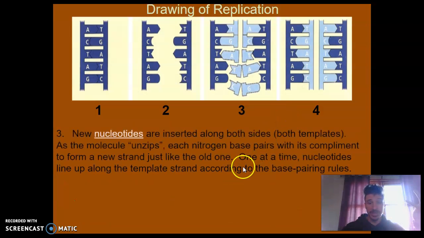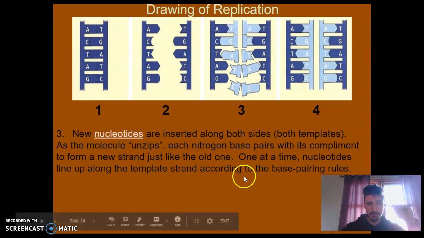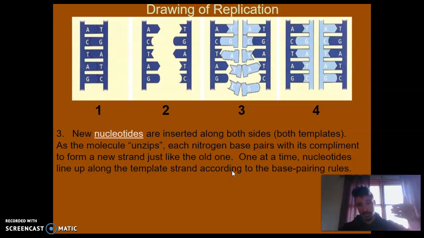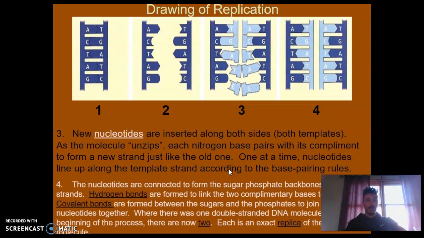So new nucleotides are inserted along both sides, both templates, as the molecule is being unzipped, and we'll talk about that in particular here in a few slides. And nucleotides are added one at a time following base pairing rules. A pairs with T, C pairs with G. And just like before, the hydrogen bonds naturally form between the complementary base pairs, and the DNA molecule begins to retake shape once again.